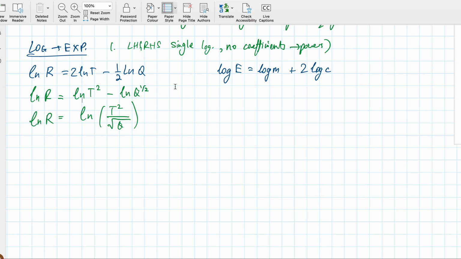Now what we can do, something pretty cool, is we can take e to the both sides. So essentially we're taking e to the both sides, much like taking a log of both sides, and e to the ln r and e to the ln's, they are essentially working against each other. So e to the ln r, your answer simply just becomes r. So r is equal to, and the e and the ln are essentially cancelling. So you've got t squared on root q. And that there is your exponential version.